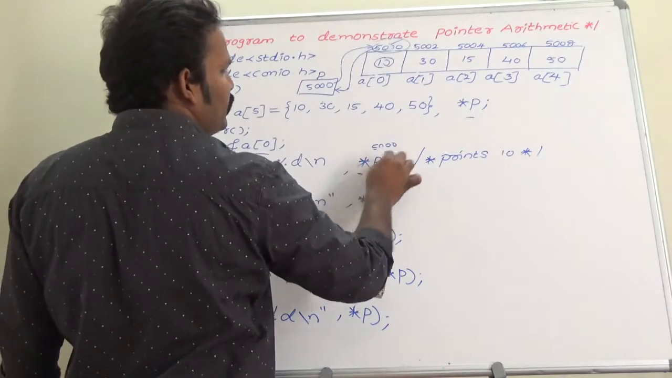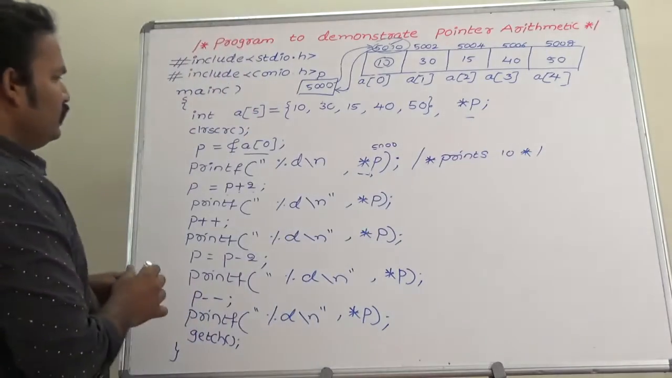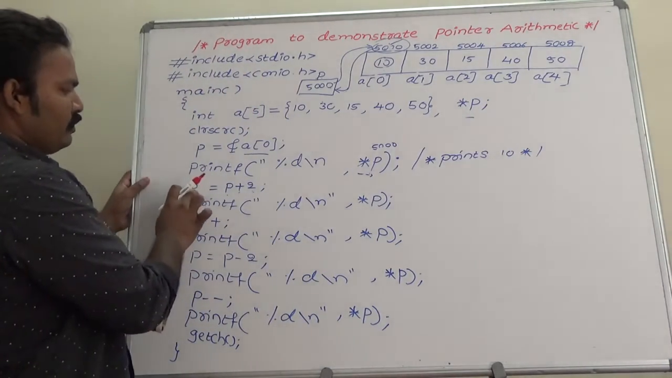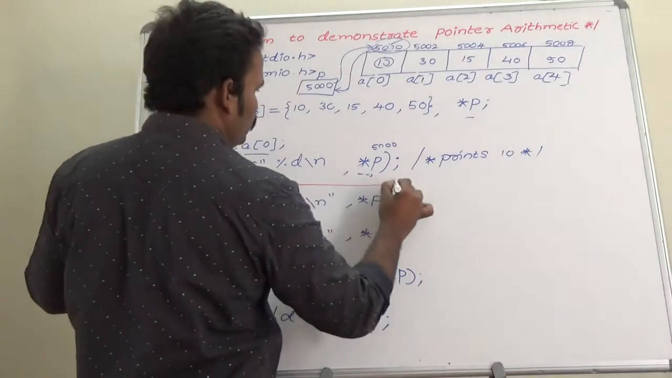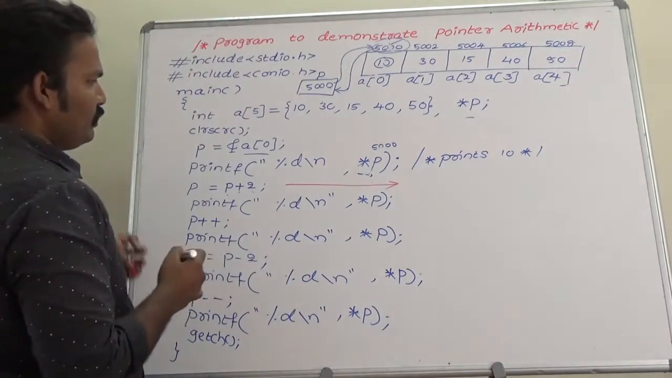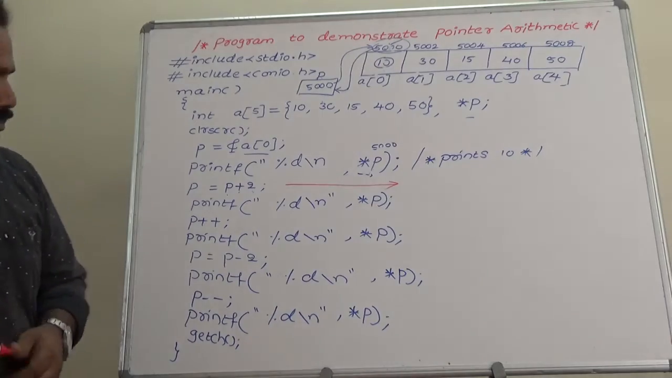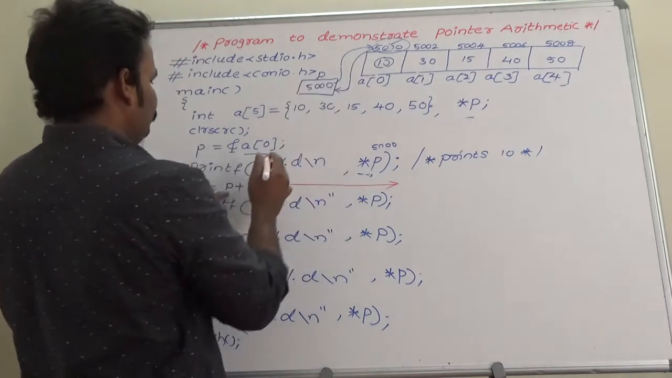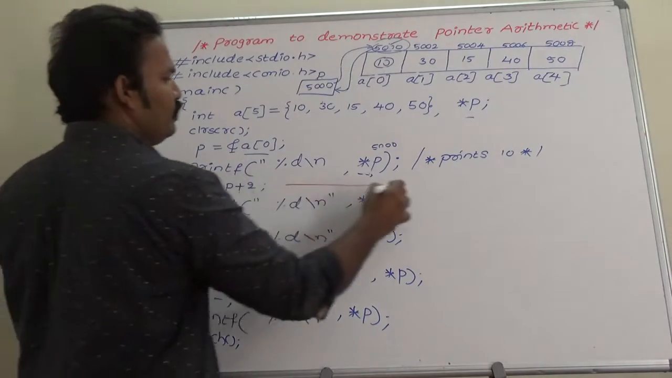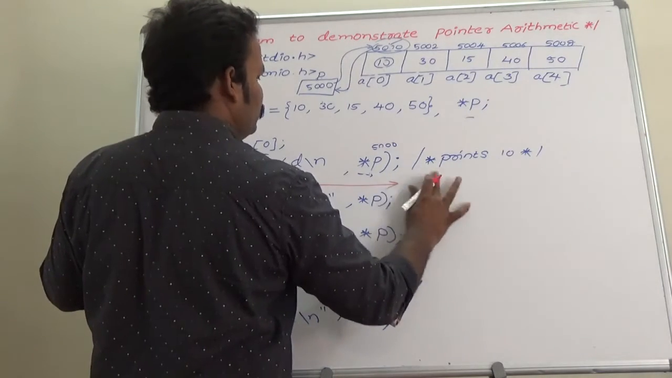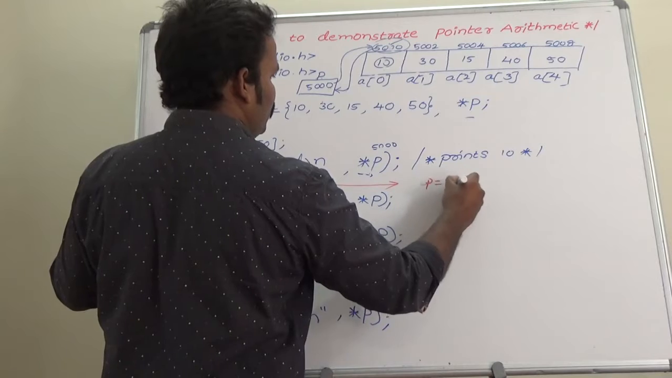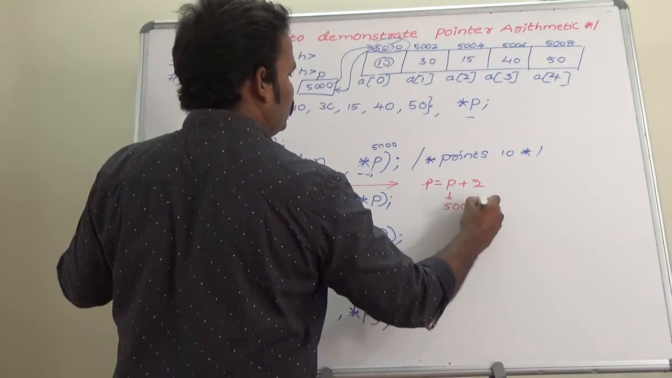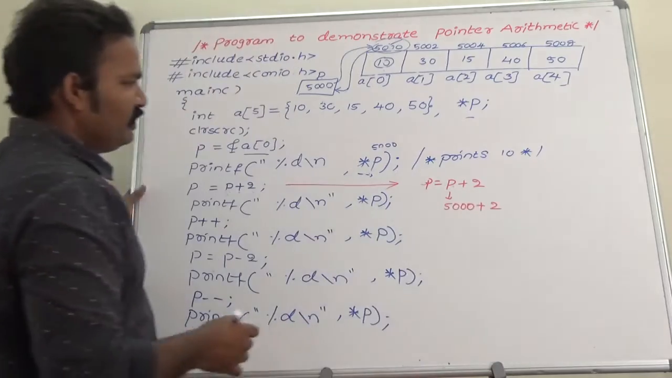So this statement prints what? 10. Then execution control executes the following statement, p is equal to p plus 2. So here what is the value of p? 5000. p equal to p plus 2 means p value 5000 plus 2.